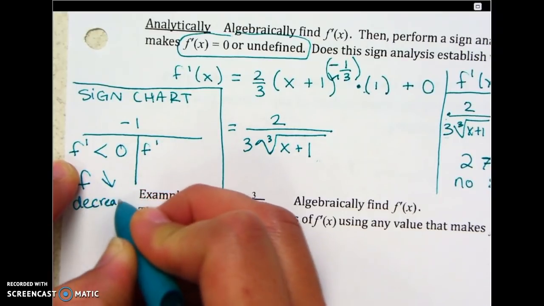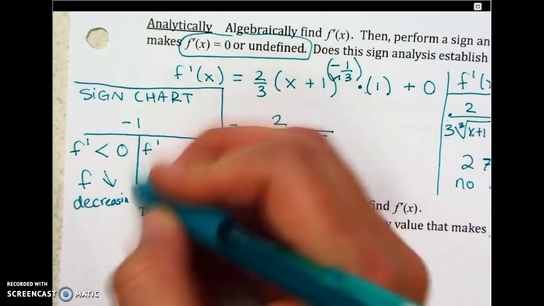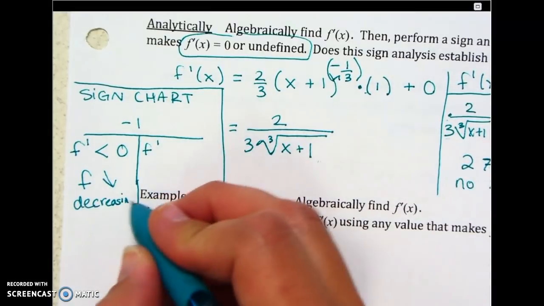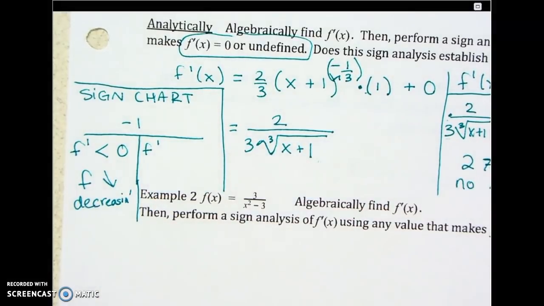But we already know that, right? Because we have a picture of it. Yes? We know it's decreasing. Decreasing, or if you want to be cool, you could leave the G off.